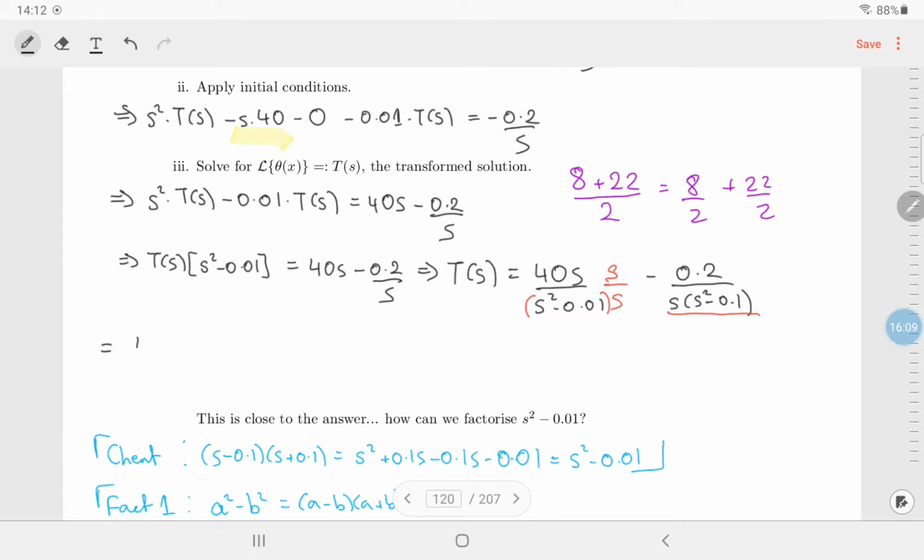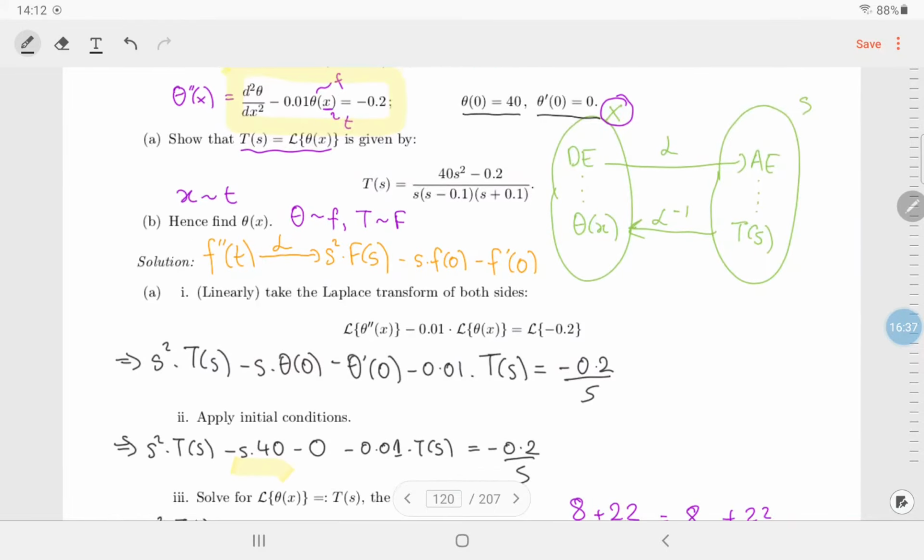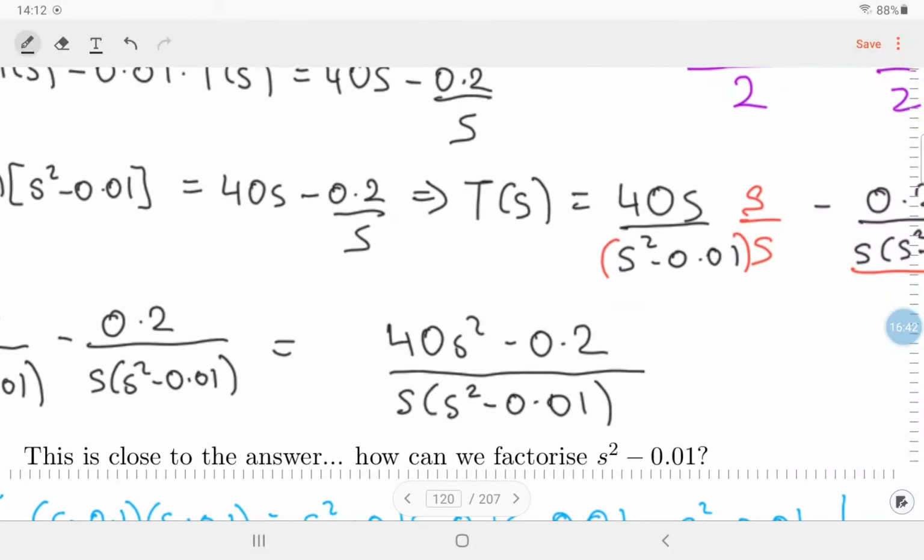So I end up with 40s times s, which is 40s squared, all divided by s times s squared minus 0.01, minus 0.2 divided by s times s squared minus 0.01. And we've got a common denominator, so we can write this as a single fraction. Now if we compare this with the answer, we're nearly there. We've got the top, but the bottom looks a bit different.